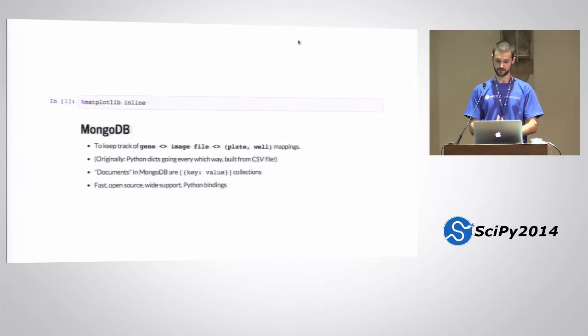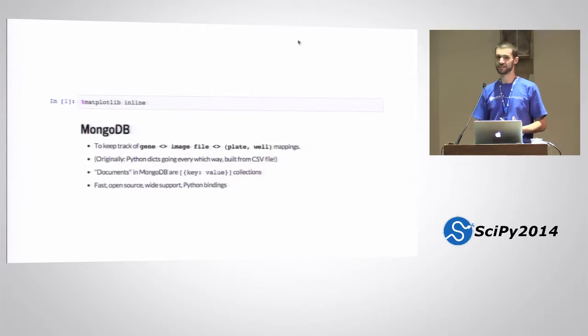Okay, so the first thing to know is that I keep all of these mappings in a MongoDB database. Basically, we want to keep track of a gene. How does that relate to an image file? How does that relate to a plate well coordinate of the sample? I used to do this with a whole bunch of Python dictionaries going each direction of these mappings, and it was a huge mess.